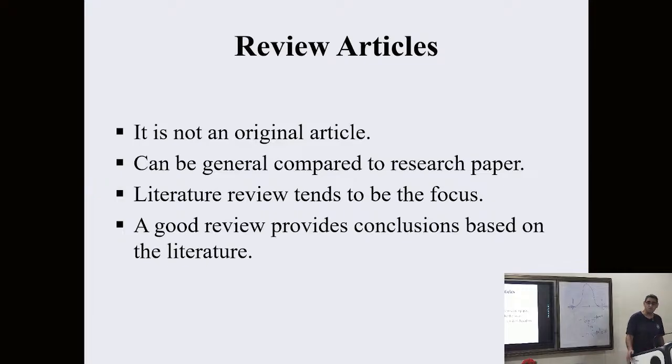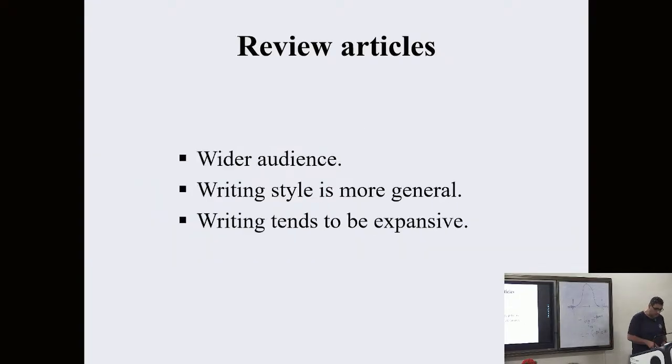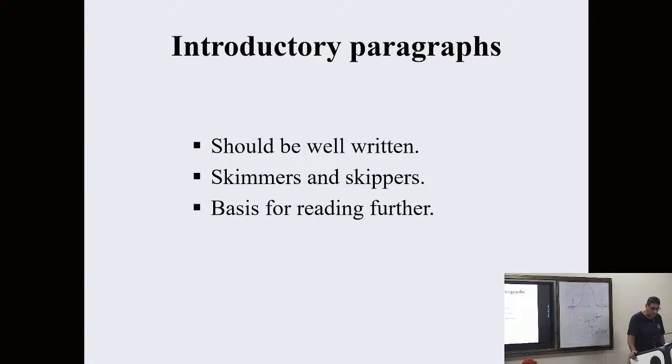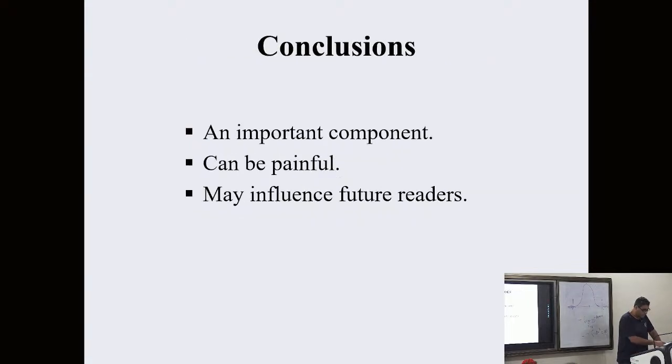Review article is not original. What is a review article? I have already shown you. It is like a tutorial paper where you cite various types of research articles and get knowledge about that. A review article has a wider audience. The writing style is very general, extensive and expansive. The introductory paragraph is very important. The conclusion is an important component of a review article, and it can be painful because writing a conclusion in a bigger way is very difficult. It may influence future readers.